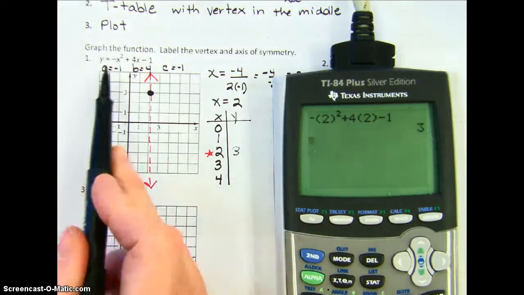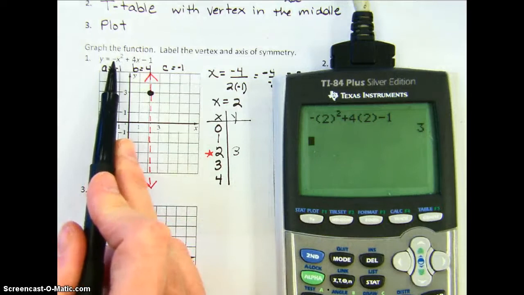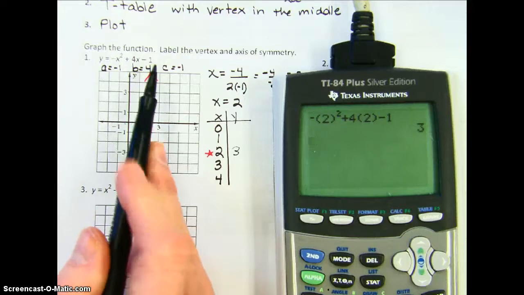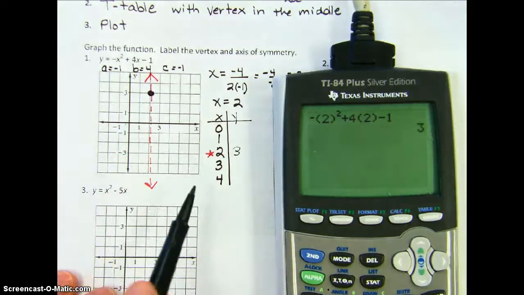Now I also look back up here and notice, oh, it's negative. So my parabola will open down. And my c is negative 1. So I expect that to be on my y-axis. So let's see if that happens.